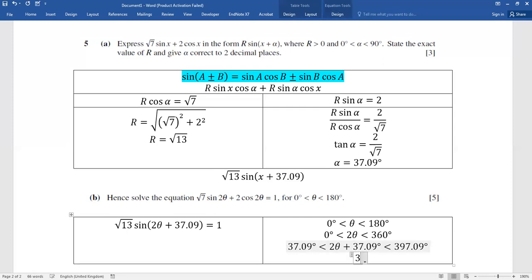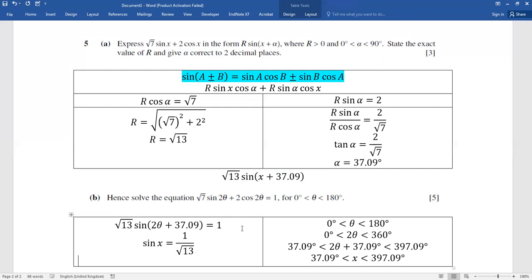Now make this entire thing a single angle, and just to avoid confusion, give it another name. If anyone does not want to do that, it's perfectly fine. Now you can write this entire thing as sine x equals 1 upon square root 13. Is this clear, class?